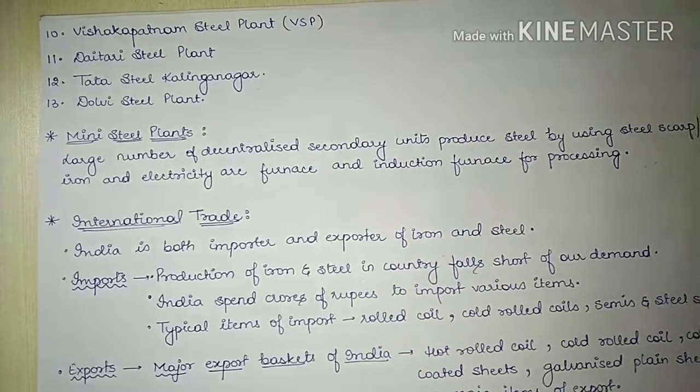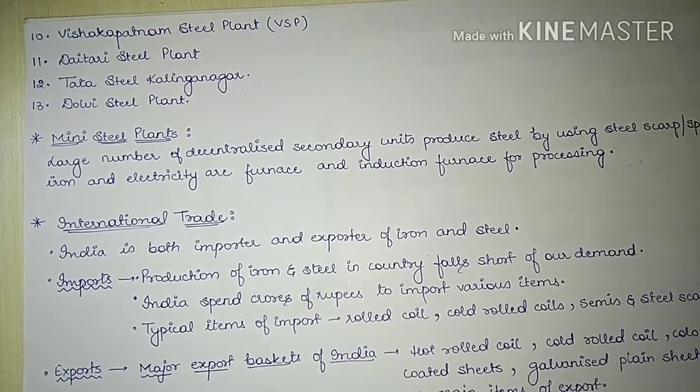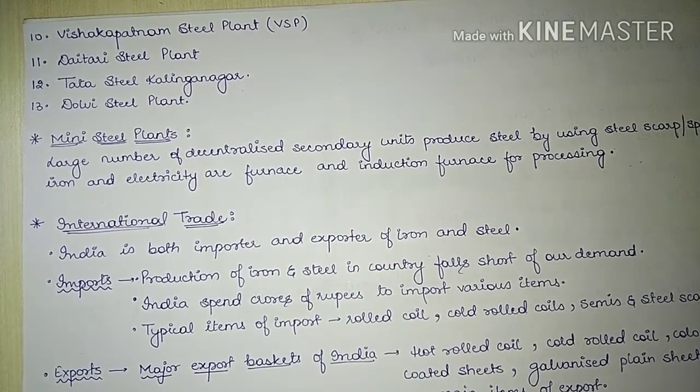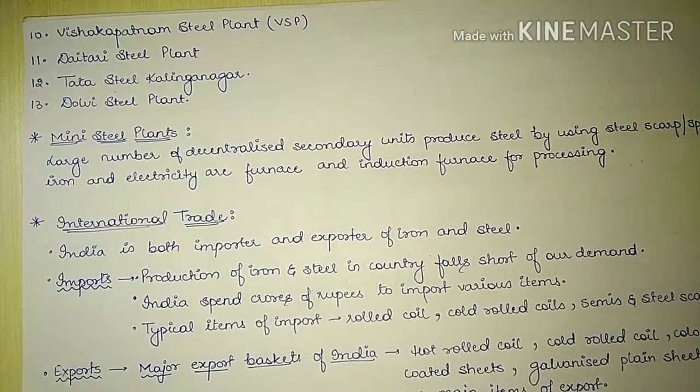After that we have Daitari Steel Plant. Daitari Steel Plant is near Paradeep in Odisha. Then we have Tata Steel in Kalingnagar in Odisha. Then we have Dolvi Steel Plant. Dolvi Steel Plant is in Ratnagiri district of Maharashtra.